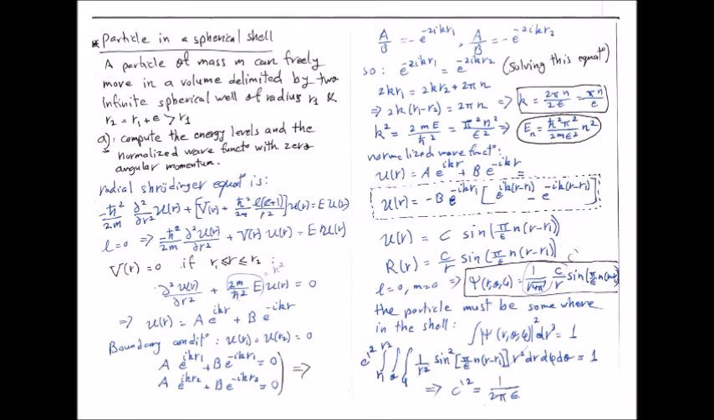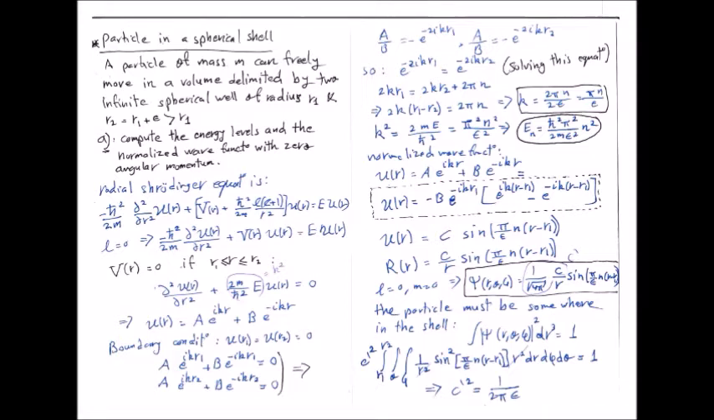Spherical, a particle in a spherical shell. Here we are dealing with a particle of mass m that can move freely inside a shell, a volume delimited by two infinite spherical wells of radius r1 and r2, where r2 equals r1 plus c, which is bigger than r1. Here we have a particle that is confined in this shell.